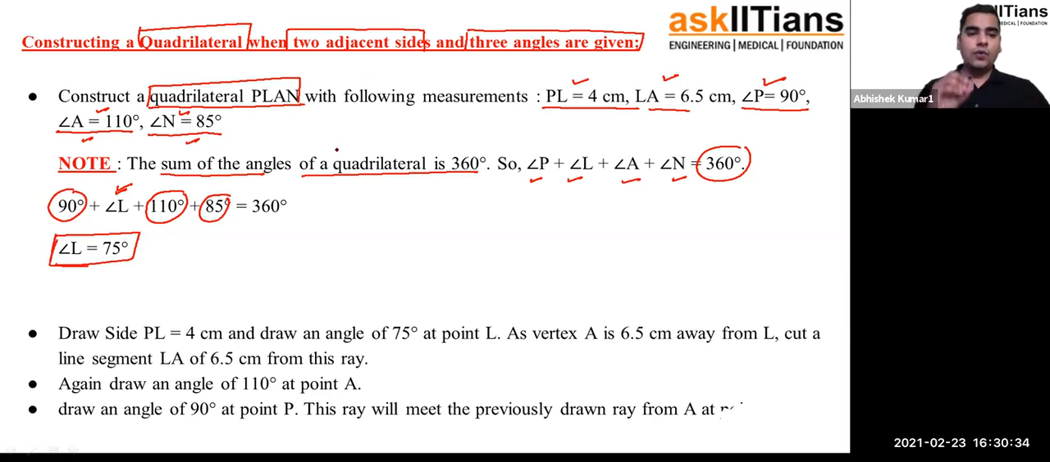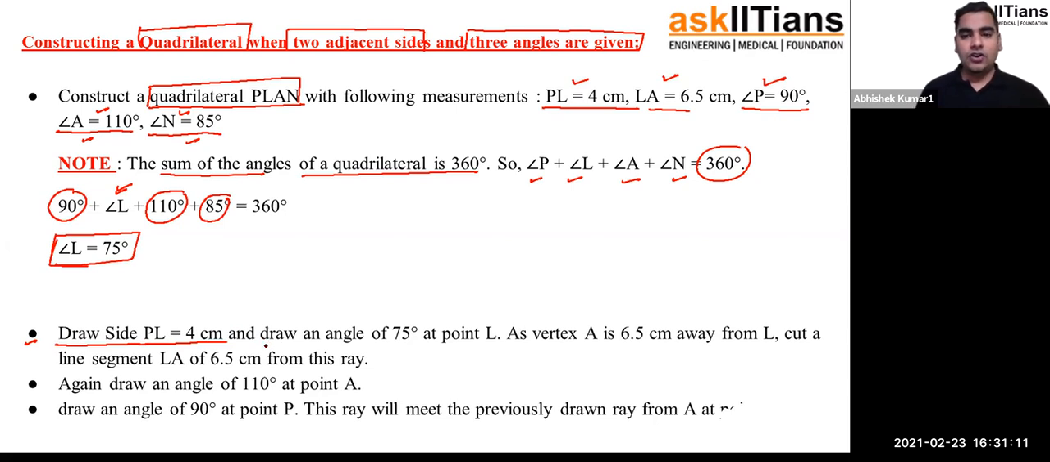So now when we got angle L equal to 75 degrees, what can we say? We can say that now we know all the four angles of this quadrilateral, and apart from all the four angles, we also know the two adjacent sides. Let's see how we can now draw it. So what is our first step? I will also show you the figure, guys, don't worry. What's our step number one? In step number one, we are going to draw side PL, which is equal to 4 centimeters as per the information provided to us in the problem.